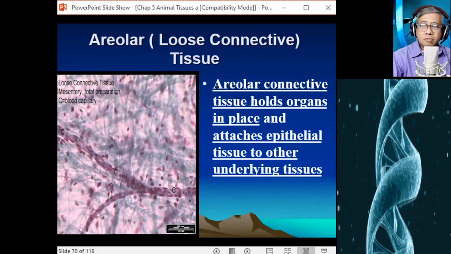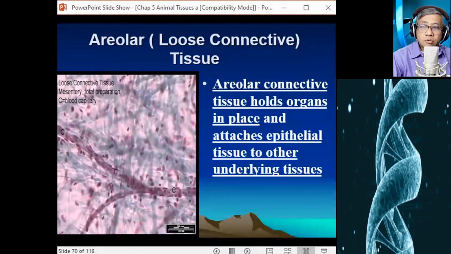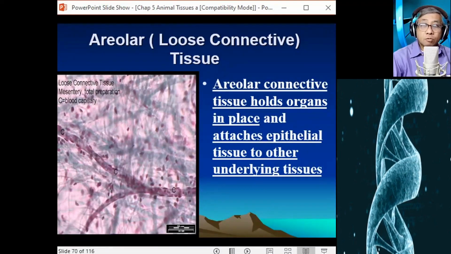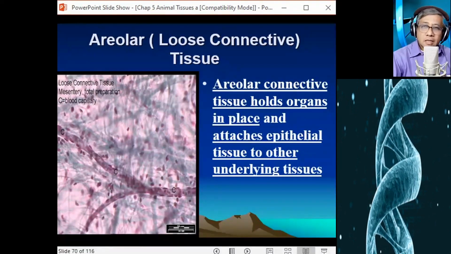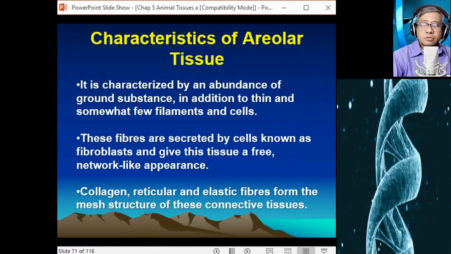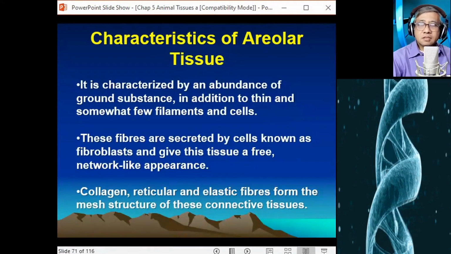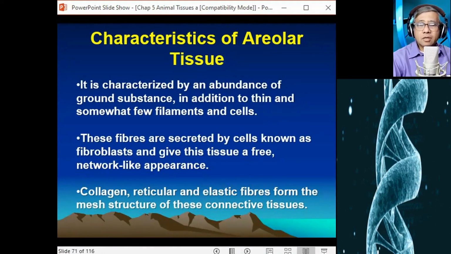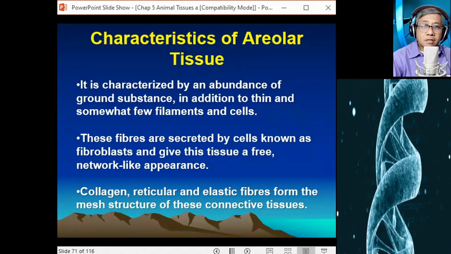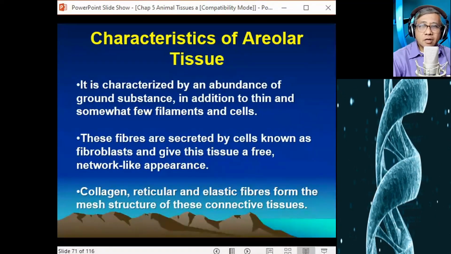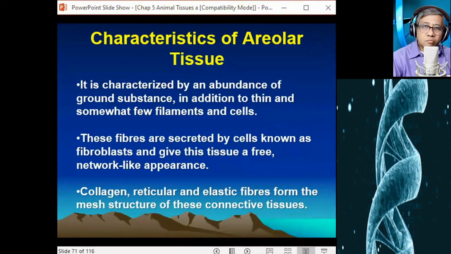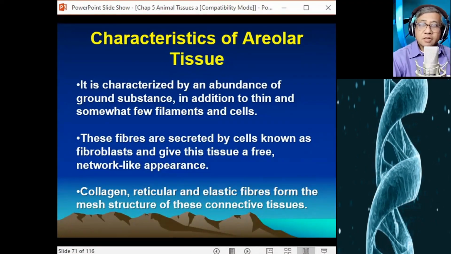So again, in terms of function, areolar connective tissue holds organs in place, protects and cushions body organs, and attaches epithelial tissue to other underlying tissue. Okay, so the detailed characteristics of areolar connective tissue are the following. Number one, it is characterized by an abundance of ground substance, its extracellular matrix, in addition to thin and somewhat few filaments, the fibers, and cells.